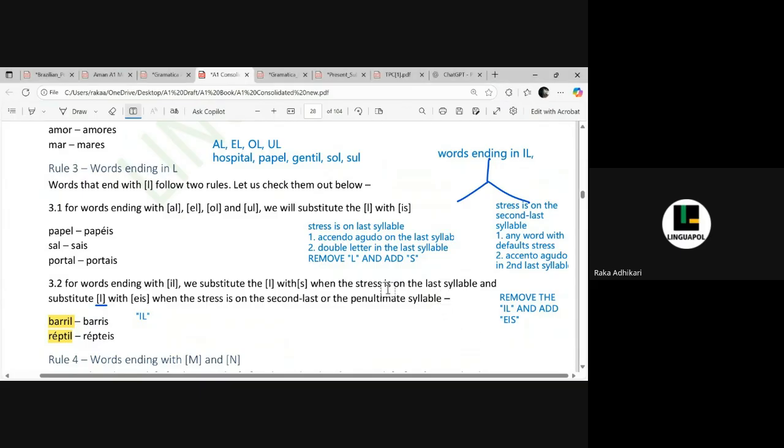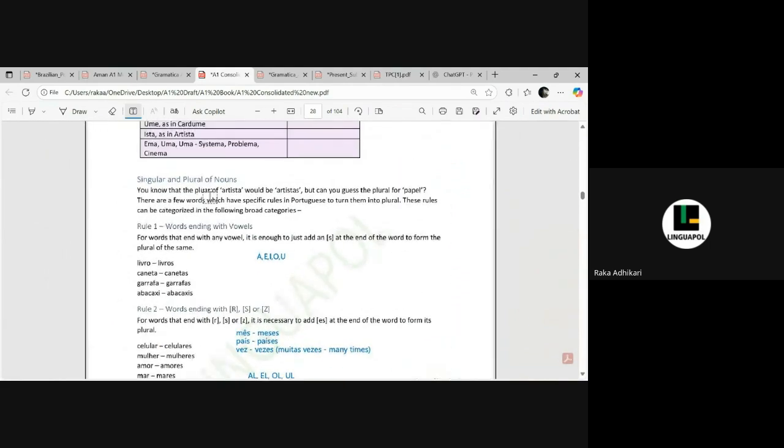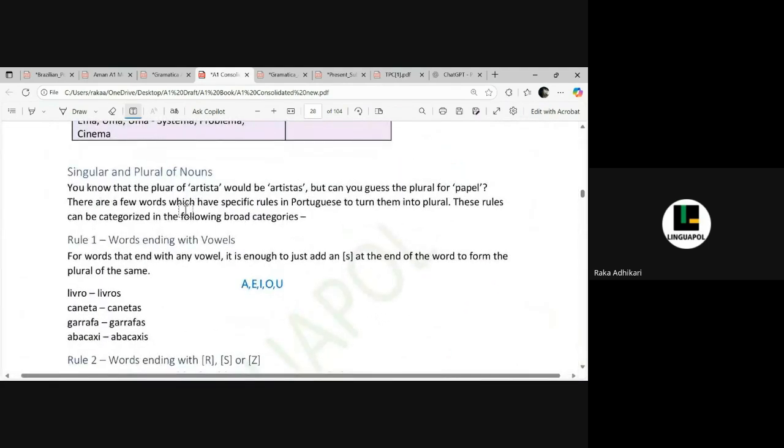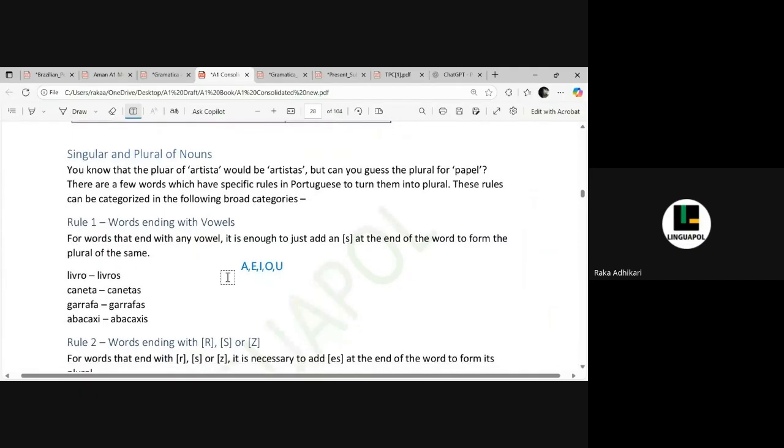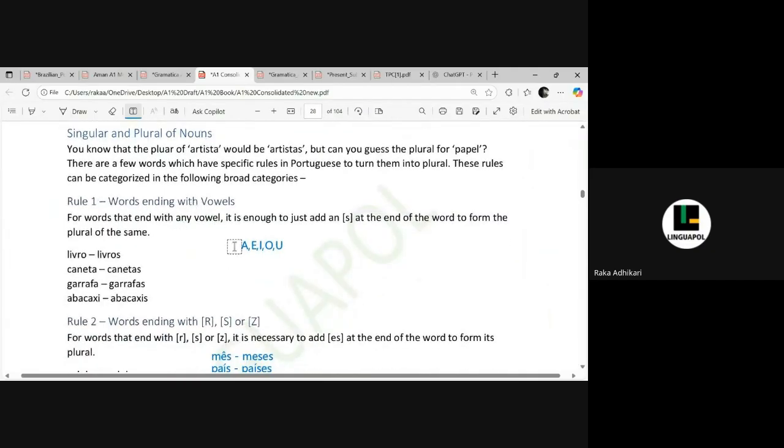Now let's revise all the rules once more. So we are reading singular and plural of nouns. Rule number 1 talks about words ending in vowels. We have 5 vowels in Portuguese: a, e, i, o, u. Cinco vogais, 5 vowels. So if any word ends with any of these vowels, then we simply add an s to make the plural of it.